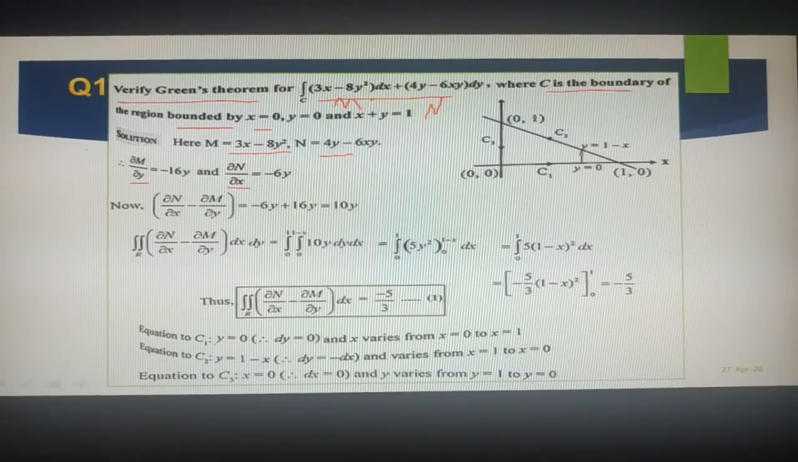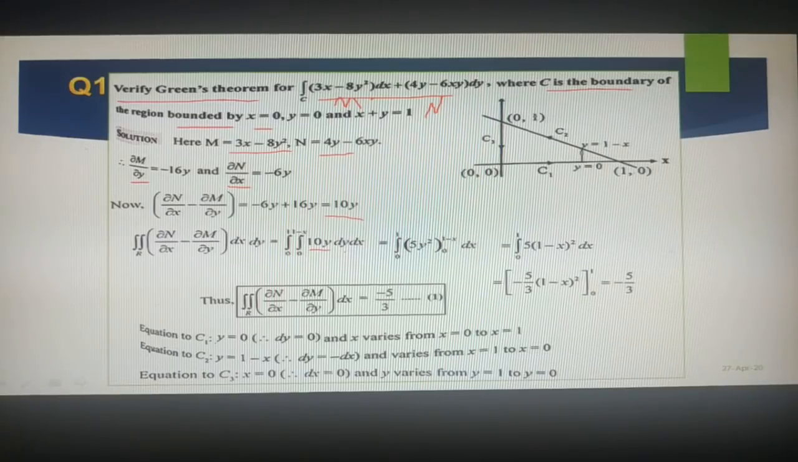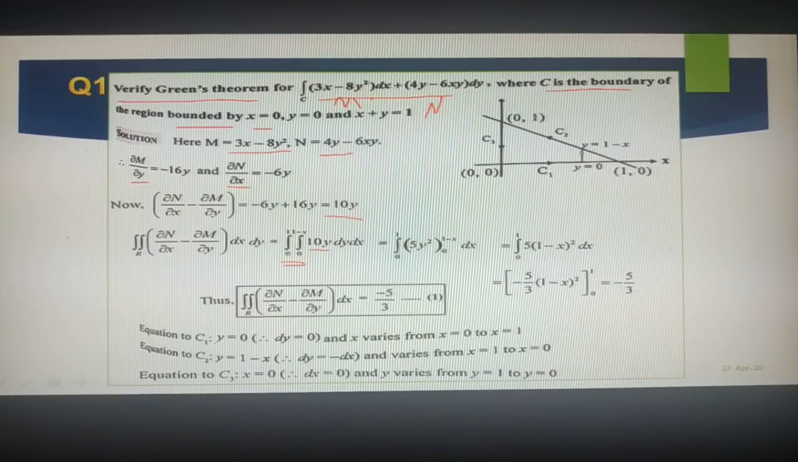Then we need to find this term, ∂N/∂x minus ∂M/∂y, because it is there in our formula. Once we subtract, we got 10y here. So the double integral of (∂N/∂x minus ∂M/∂y) dx dy is equal to the double integral of 10y dy dx, or dx dy, no problem. So how will we get the limits here?